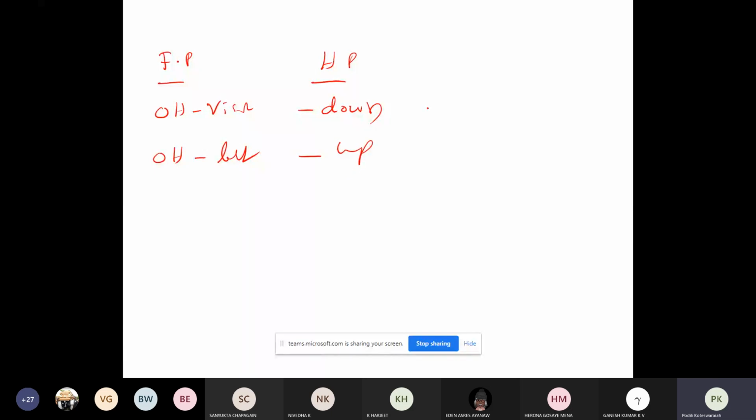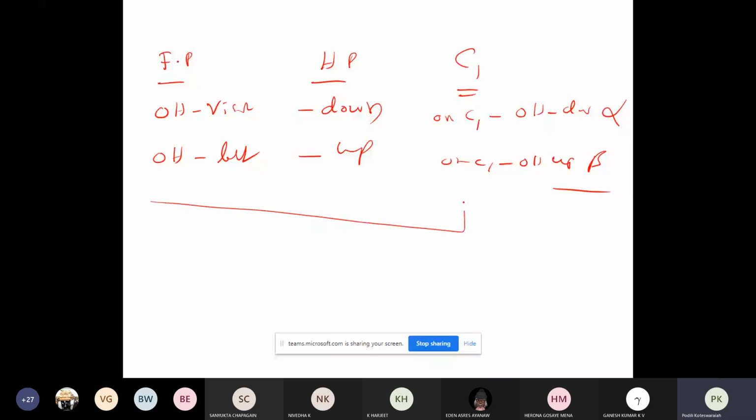And here coming to C1, if the OH is down, it is alpha. On C1, if the OH is up, it is beta. So this you need to remember, to transform Fischer projection to the Haworth projection. If the Haworth projection is given, you should also be able to transform it into the Fischer projection.